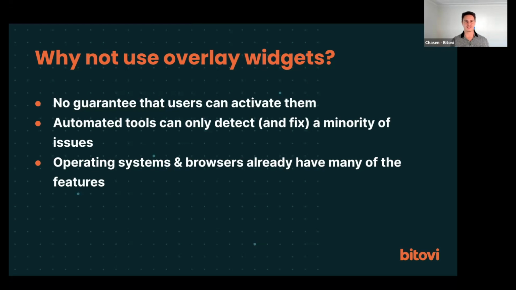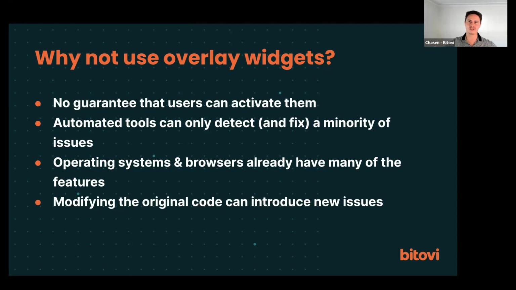So things like font size or color, these sorts of things are already provided by operating systems and browsers, and don't need to be duplicated in these tools, and they can just mess up what the browser or the operating system can do natively. For developers, right, if you've got a widget in your sites, then you can be fighting against the tool if you're developing, right? These widgets can introduce new issues by modifying your original code that you then don't have any control over.